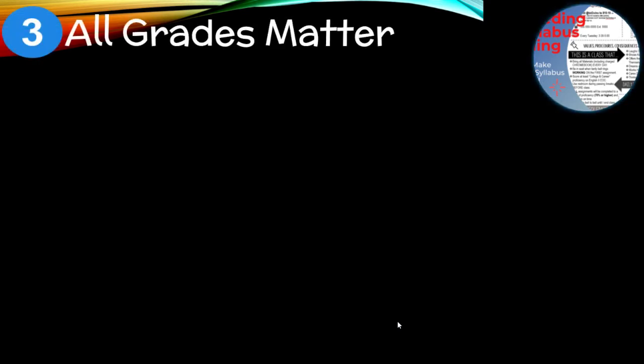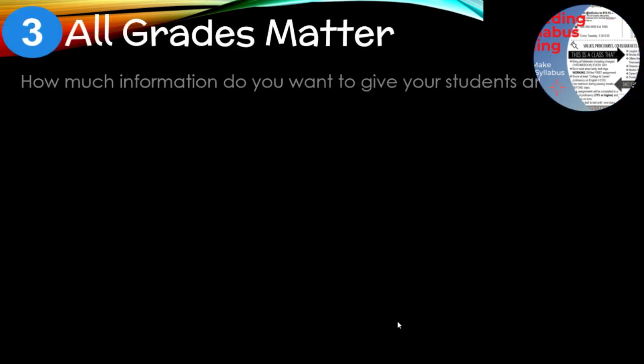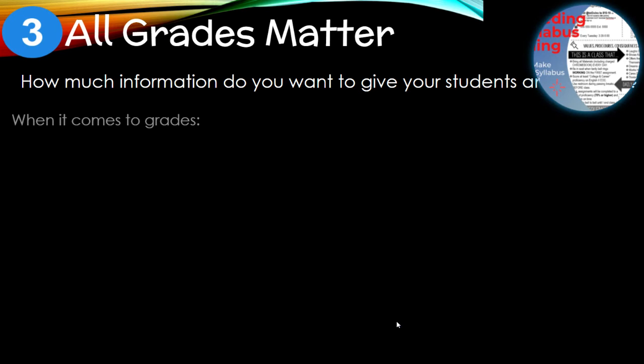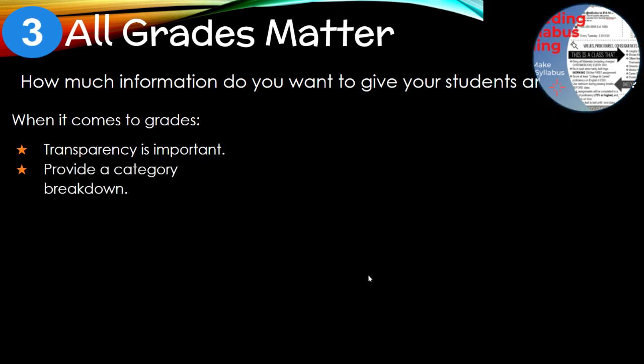Design tip 3, all grades matter to everybody. So how much information do you want to give your students and parents about grades? When it comes to grades, transparency is important. I say put it all out there on the syllabus. That way they know. And I'm talking about providing a category breakdown. What are the 3 to 4 components, or 5? I've seen teachers with 5 categories in their grades. Just make sure it equals 100.